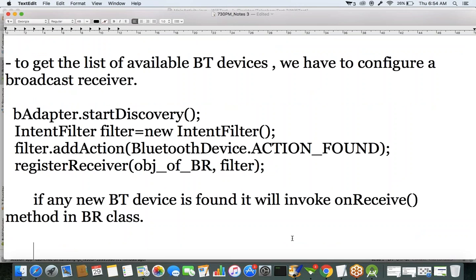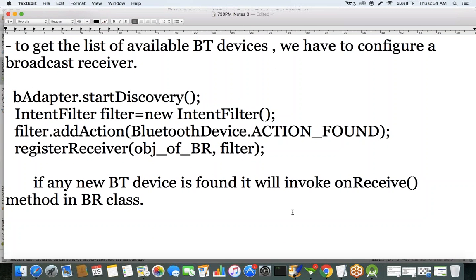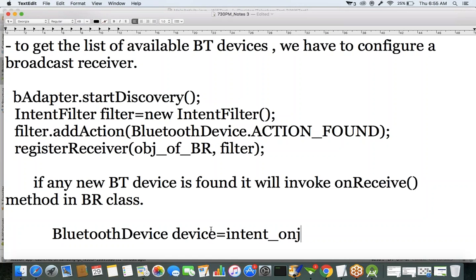So in the onReceive method, because the broadcast receiver contains an abstract method called onReceive, now in that onReceive method, get the Bluetooth device. Device is equal to a Bluetooth device. In this onReceive method, one of the input parameters is the intent object. Inside the onReceive method, the intent object dot, there is a method called getParcelableExtra.